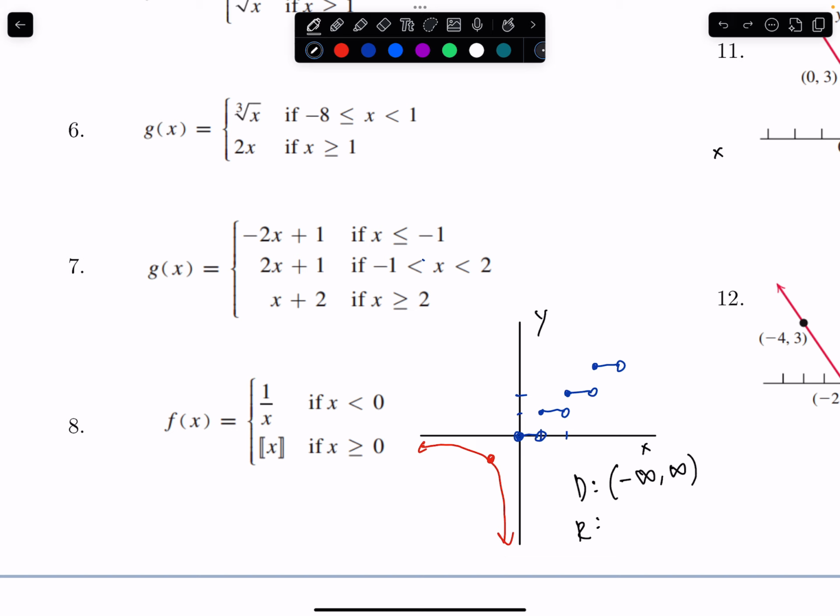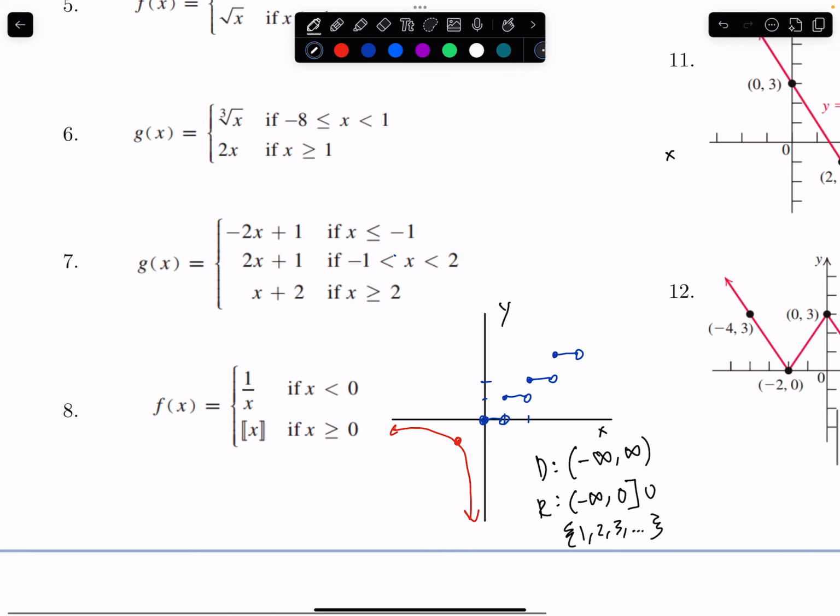The range. Okay, you get everything down below, up until you hit 0. So looks like -infinity to 0. Now, do I include 0? Yes, because there are values that do give me exactly 0. So including 0. And then union with all those individual values after. So 1, 2, 3, and so forth. 4, 5, 6, 7, 8, 9, 10.